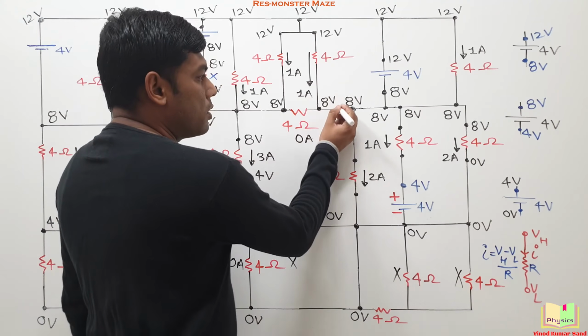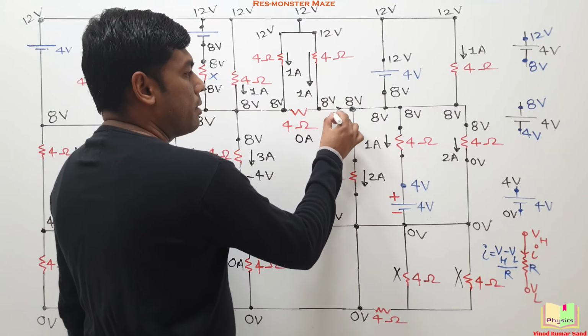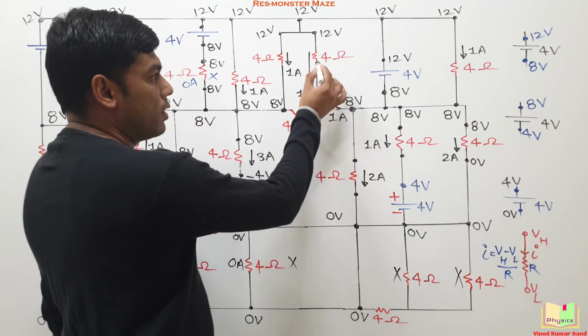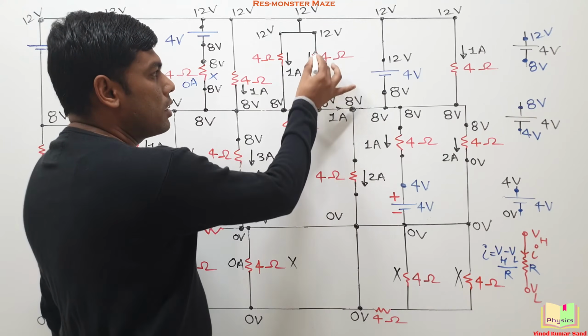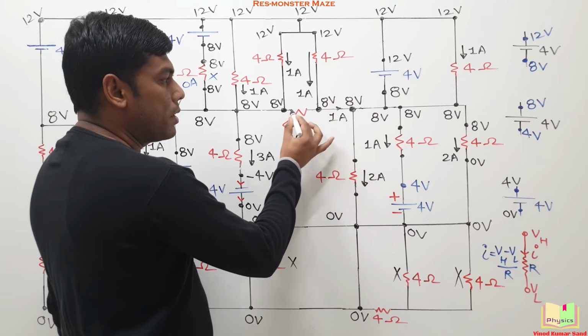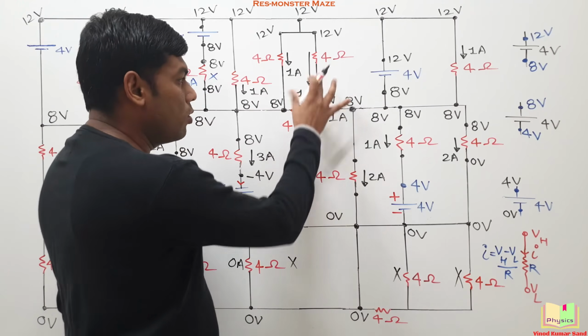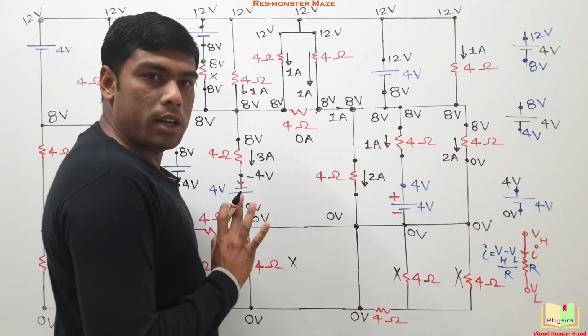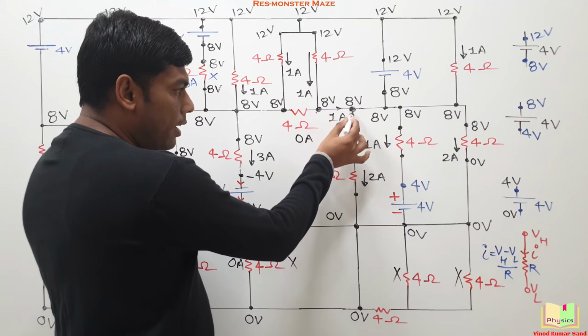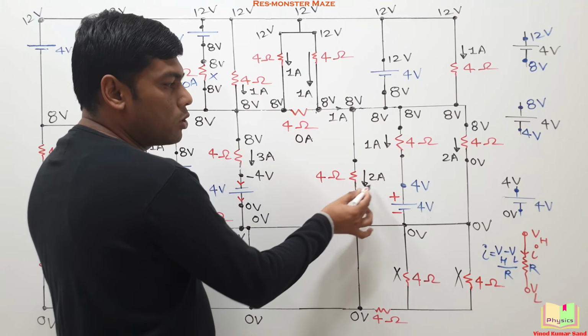Now if we look into this branch of the circuit, the current here must be 1 ampere. Reason, for this junction, this incoming current is 1 ampere. Current in this branch is 0. Total incoming current should be equal to the outgoing current. The current in this branch is 2 ampere.